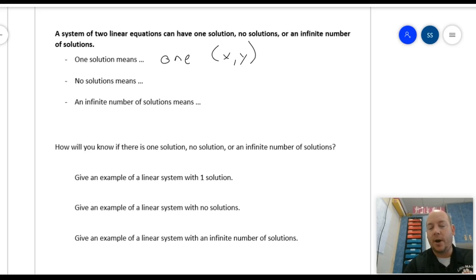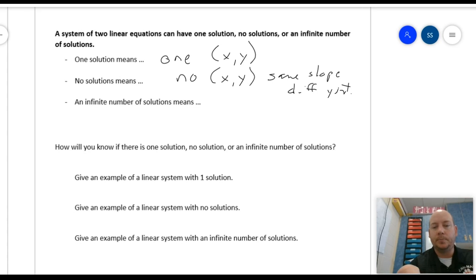No solution on our graph, we saw those are parallel lines. So that means there's no xy that would work, right? Same slope, different y-intercept. Okay, an infinite number of solutions means that they're going to share all their xy values, right? So the one equation's xy values are the exact same as the other equation's xy values, all right?